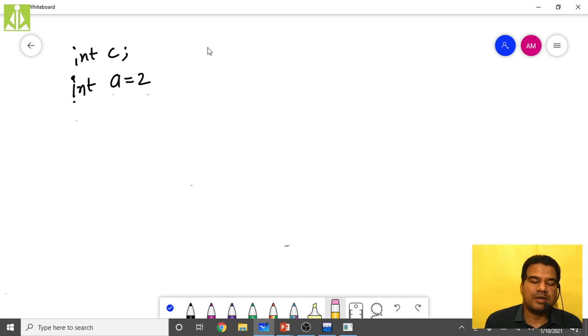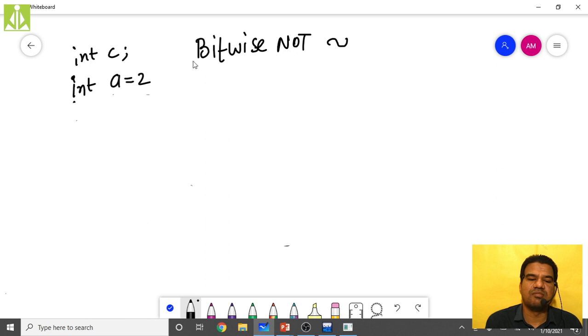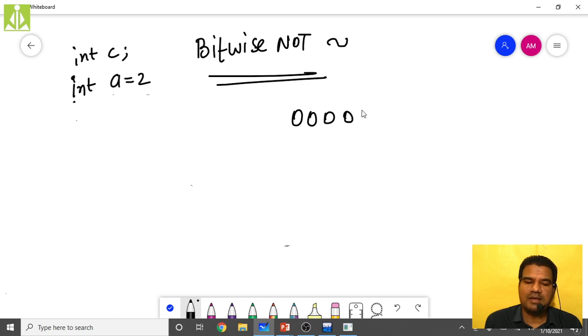For the bitwise OR operator, what symbol are we using? For bitwise NOT, we use the negation symbol. All these symbols are there on your keyboard. How to do this bitwise NOT? It is somewhat complicated, so just try to analyze. How can we write 2? Six zeros followed by 10.